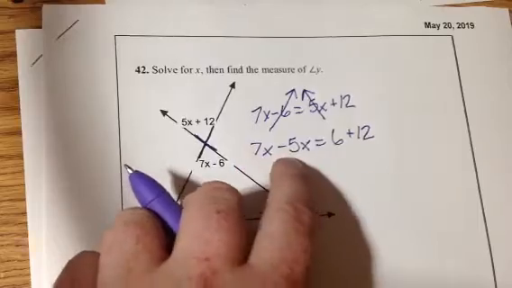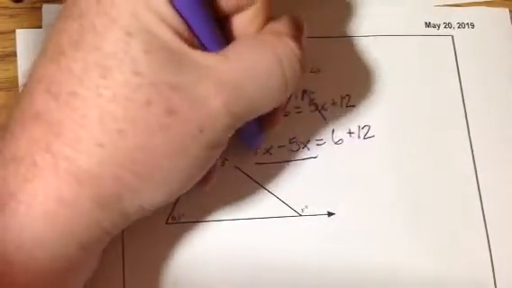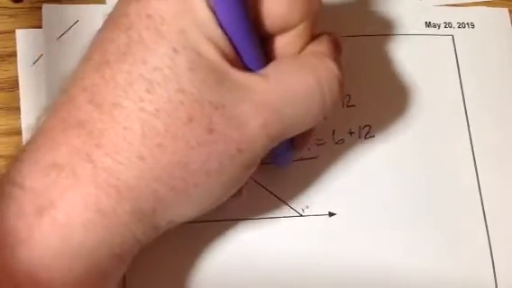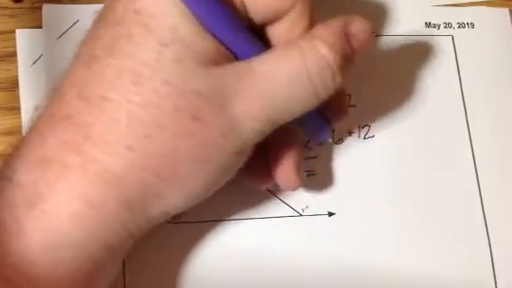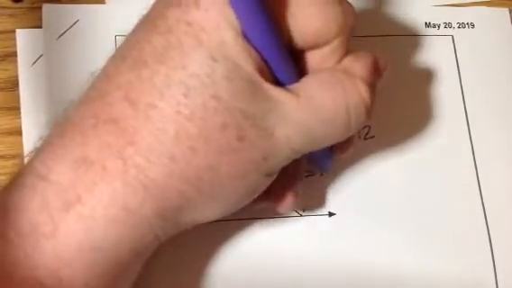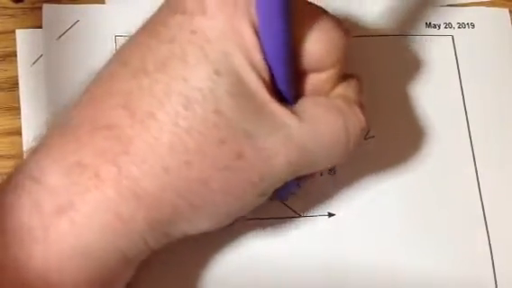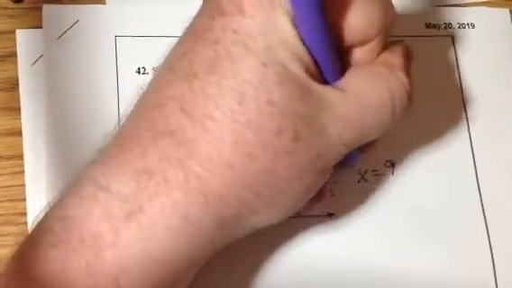We just need to combine like terms here. So 7x minus 5x. Remember never to put the x in the calculator. We're just doing 7 minus 5. So that's 2x. And 6 plus 12 is 18. So we're going to divide each side by 2. And x equals 9.